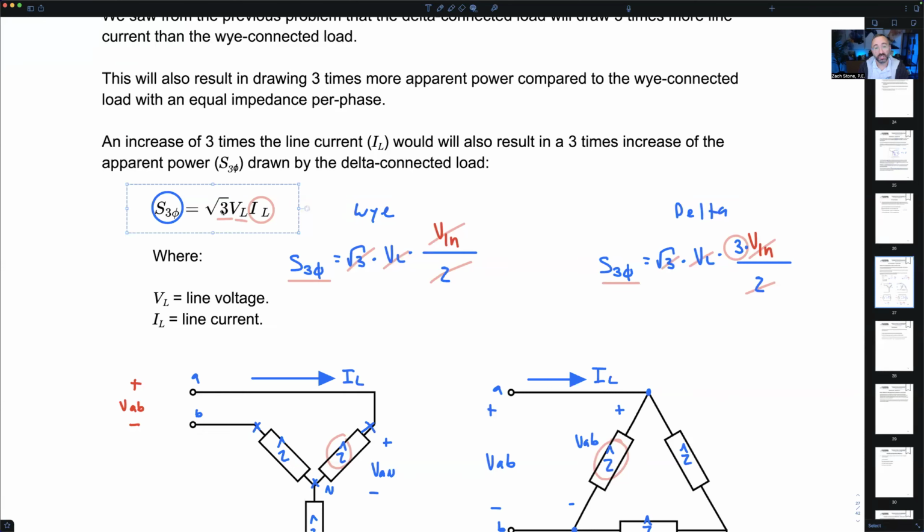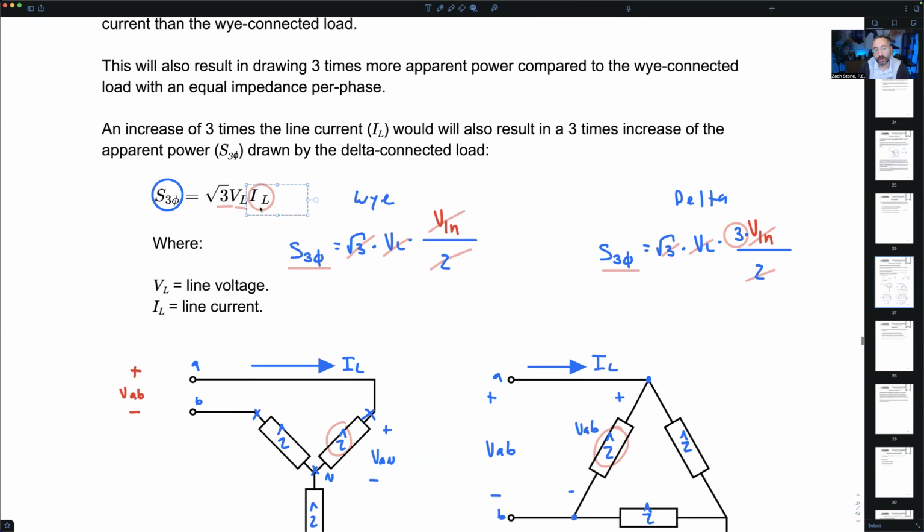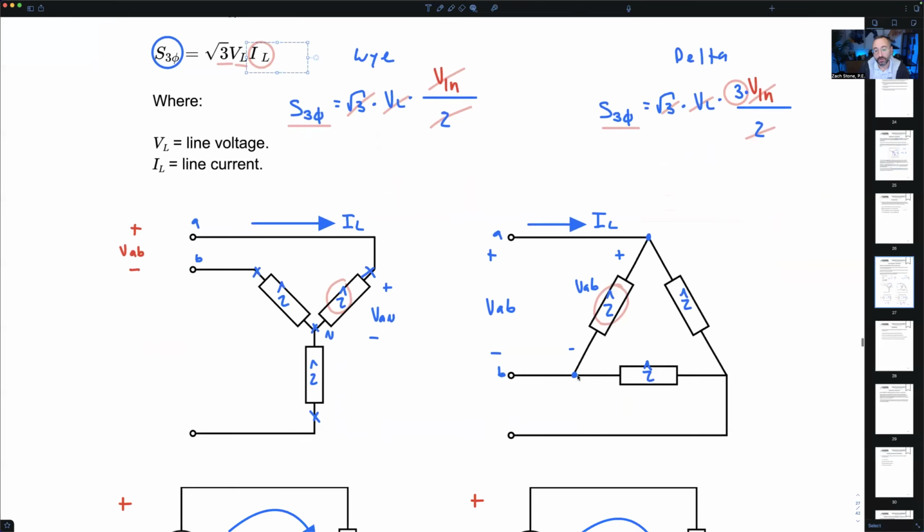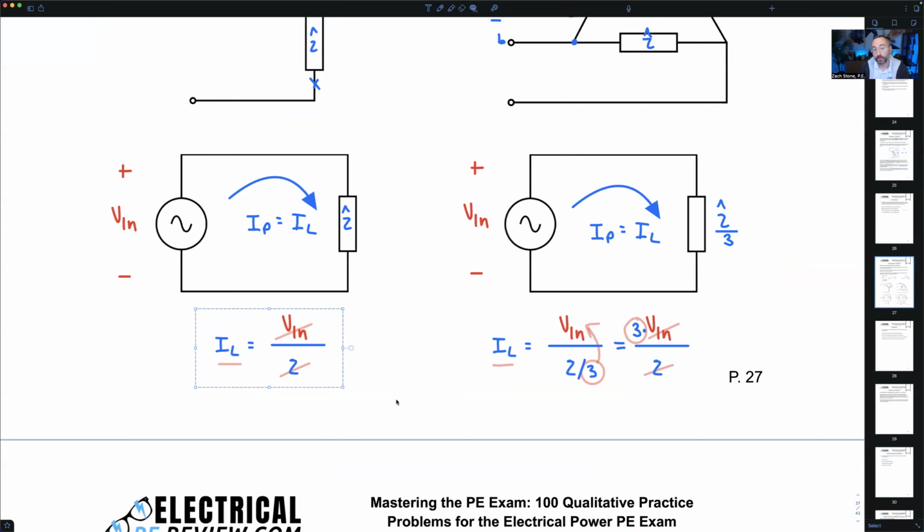Square root of 3 is a number. It's just a coefficient. That's not going to change. Line voltage, assuming they're still fed from the same system, is not going to change. So now I've got to find a formula for line current. Line current and impedance use Ohm's law, but Ohm's law is a single phase formula, so we have to use the single phase equivalent circuit to solve for it.